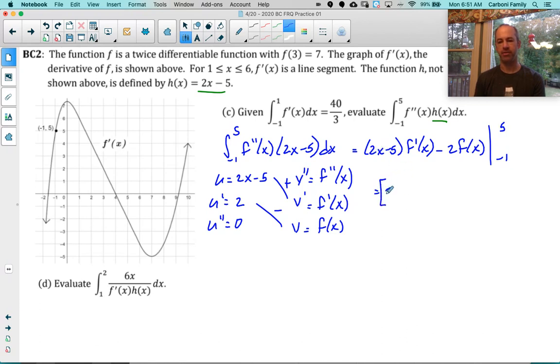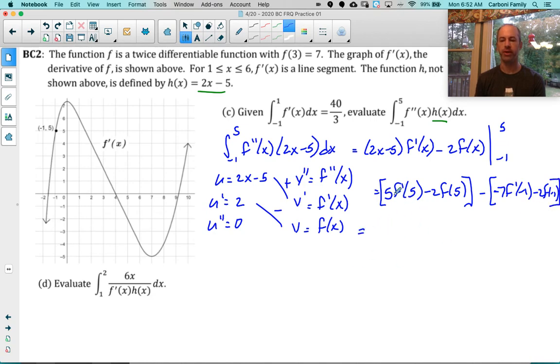10 minus 5 is 5. f prime of 5 minus 2 f of 5 minus negative... Whoa. Am I doing this right? Because I didn't get this last time I did this. Maybe I did. Negative 7 f prime of negative 1 minus 2 f of negative 1.